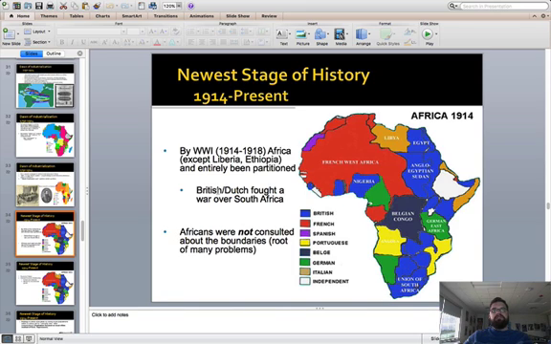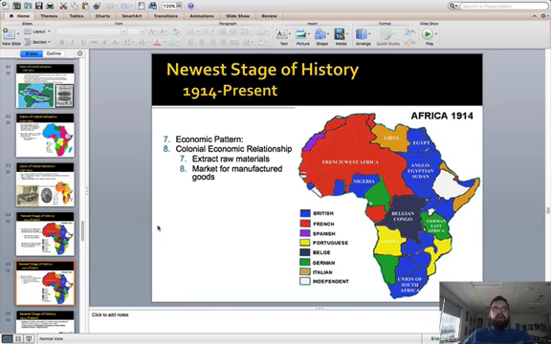And of course, the other thing is this doesn't even work. So you still get World War I. The British and Dutch also fight over South Africa, so you still get wars fighting over different regions. So it didn't actually do its intended purpose. They still fight over control of Africa.